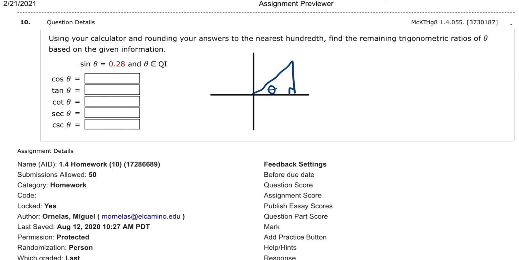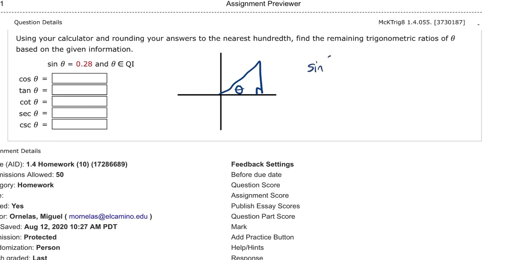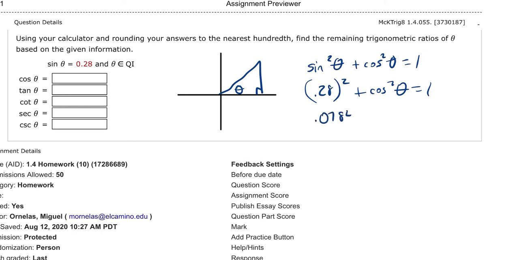All right, so I'm going to use the Pythagorean identity, since that's what we covered in this section. So we know that the Pythagorean identity is sine squared plus cosine squared equals 1. We already know what sine is, so that's good. We'd put that here. So that's going to be 0.28 squared plus cosine squared is equal to 1. So now we can use our calculators here. So you should get 0.0784.